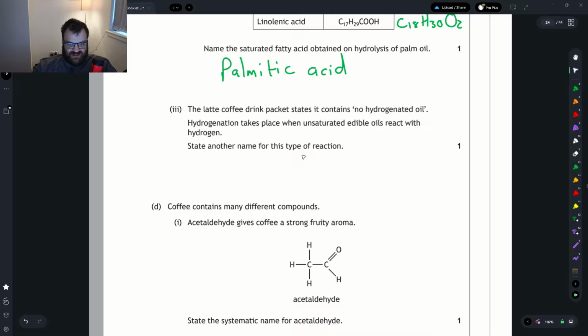Hydrogenation, no, hydrogenated fats. Hydrogenation is when a carbon-to-carbon double bond breaks and hydrogen is added. That is also known as an addition reaction. That's the general term for those.